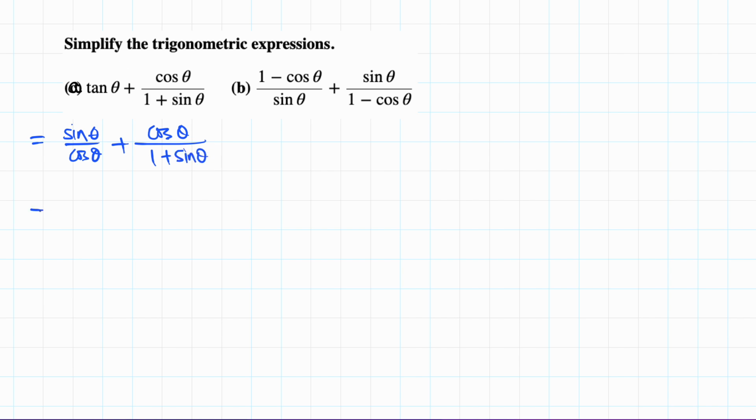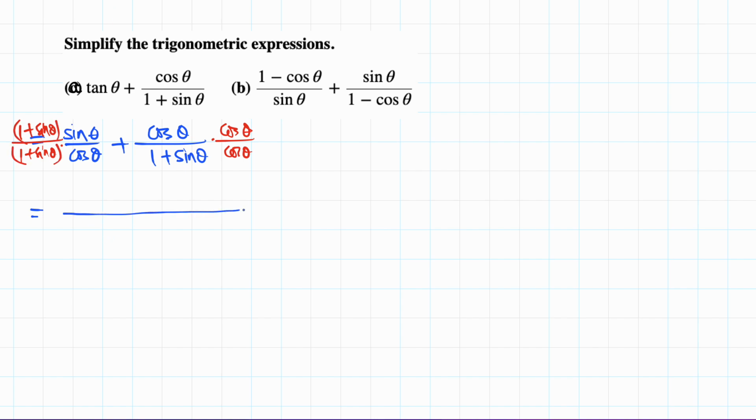Simplify means we need to make the final answer smaller than the original. Here we got two fractions. Now we need to add. To add or subtract fractions, we need to make a common denominator. So we multiply the second fraction by the bottom of the first, cosine over cosine. And we multiply the first by the bottom of the second, 1 plus sine theta. Plus means we got two terms as a quantity, 1 plus sine theta over 1 plus sine theta.